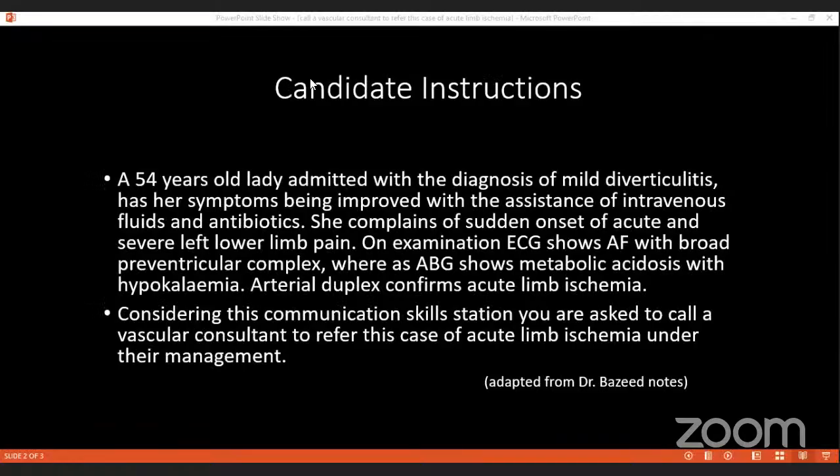Maybe while we are waiting for him, we can discuss all the possible questions. Why does anyone think this is an urgent case? Ma'am, because the arterial duplex is saying that the patient has acute limb ischemia, which cannot wait. Urgent intervention will be required, or else we might even lose the limb.